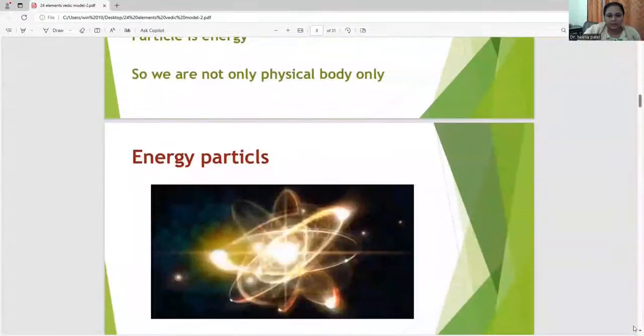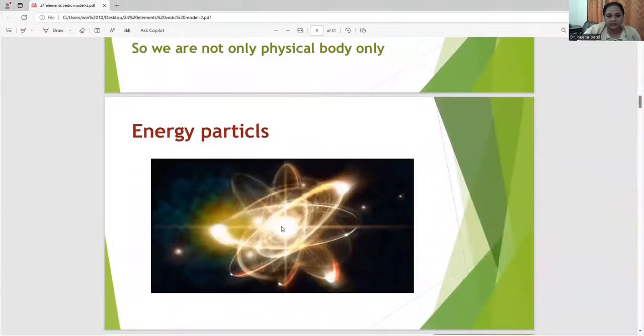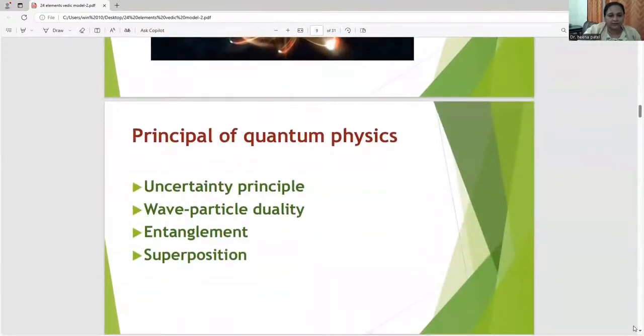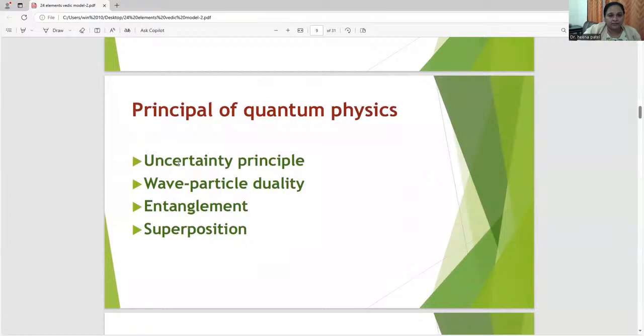An energy particle looks like this. They have protons, electrons, and there are a lot of bosons and other particles. Electron, proton, and neutron are the basic theory, but nowadays in quantum physics, there are a lot of other particles, and they have defined them very well in the research area. The principles of quantum physics are the uncertainty principle, wave-particle duality, entanglement, and superposition. What could happen in the next moment, we cannot decide. That is the uncertainty principle.